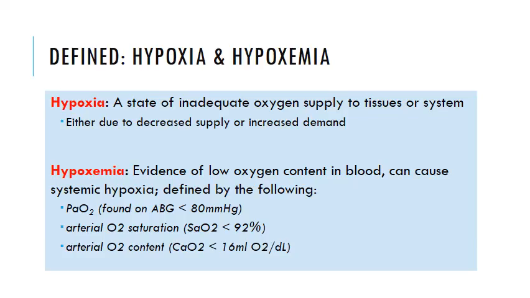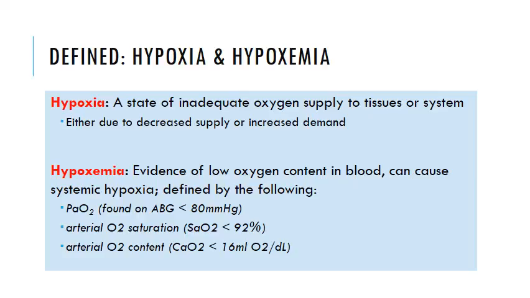Hypoxia and hypoxemia are often used interchangeably. They both refer to the state of low oxygenation. Hypoxia is a generalized term to describe a state of inadequate oxygen supply to tissues or the entire system. This is either due to a decreased supply or an increased demand of the tissues, and hypoxia can be transient or chronic. Hypoxemia refers to low oxygen content in the blood and can be caused by systemic hypoxia.